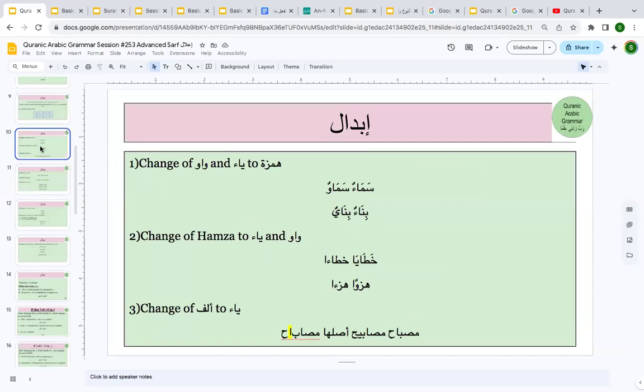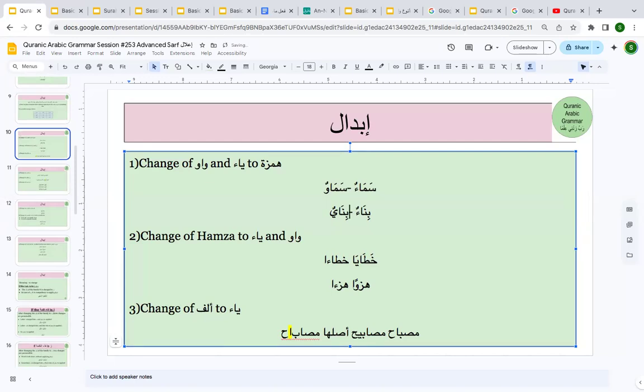So have you ever seen this word sama'un? Was sama'i? You notice what is happening here? The word was originally samawun, but it became samaun. What are you seeing? Are you noticing any change here? Is there any change? Yes, and that change is going to be still ibdal, right?